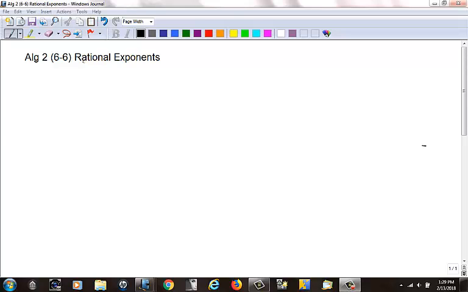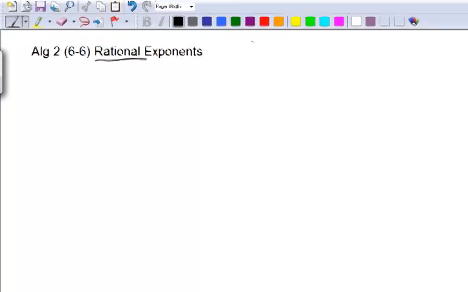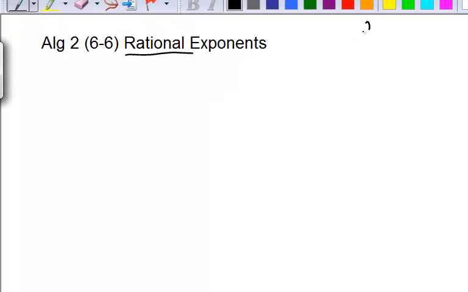Okay, this is for section 6.6 on rational exponents. When you see the word rational, that means the exponents are going to be in the form of a over b. So you're going to get rational or fractional exponents. First I'm going to go through the definition, then we'll go through several examples.